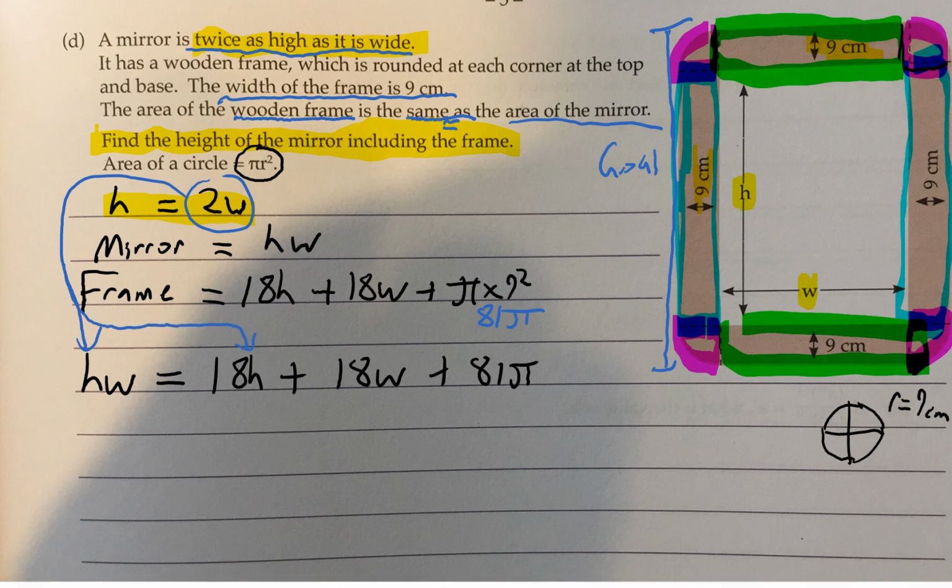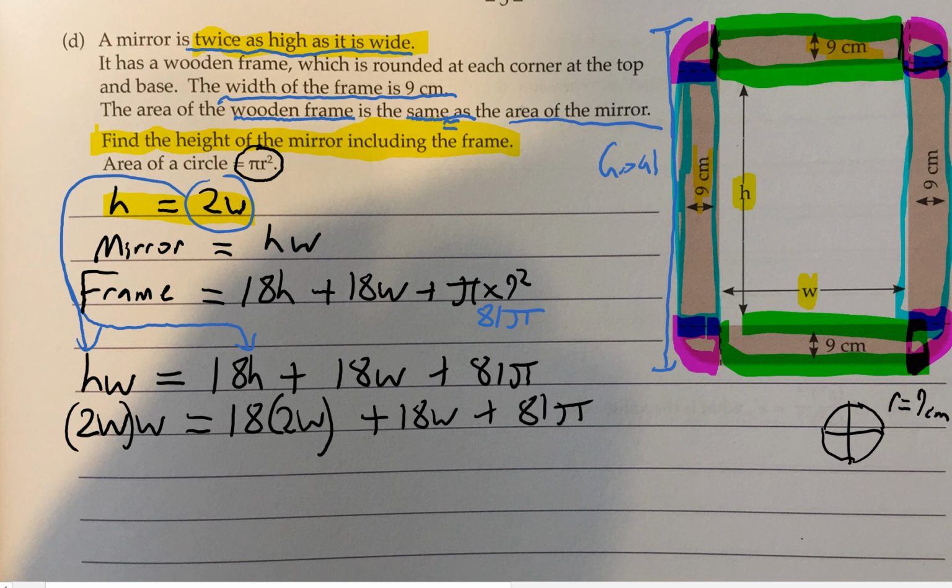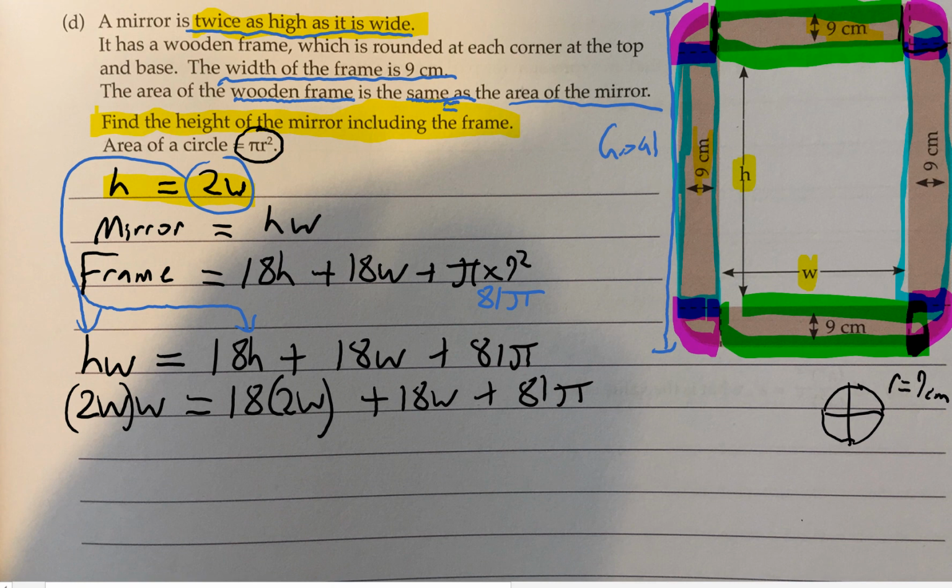Okay, so let's go ahead and do that. So instead of HW, it's going to be 2W times W. And that equals, instead of 18H, it's going to be 18 times 2W plus 18W plus 81 pi. Okay, and we can simplify that, can't we? So 2W times W is just 2W squared, and that equals 18 times 2W, so 36W plus 18W plus 81 pi.